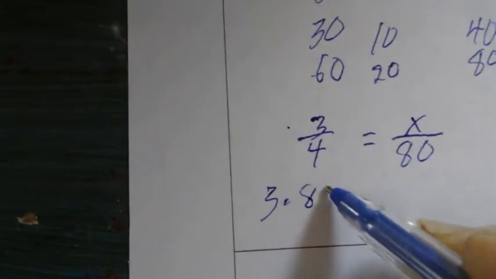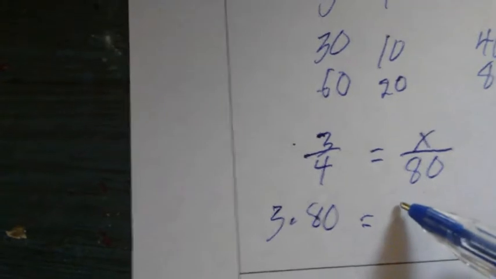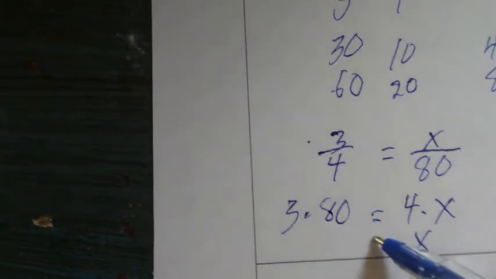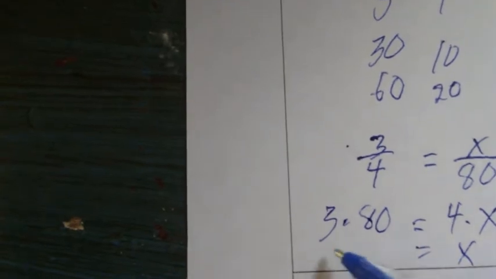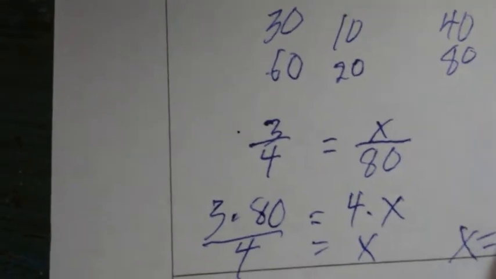You can multiply by 4 on this side and by 80 on this side to clear the 80. The 80 would disappear. So what you end up doing is cross multiplying: 3 times 80 equals 4 times x. To solve for x, what do you do? You divide by 4. And if you divide this side by 4 to get 1x, you divide this side by 4. So if you put this in your calculator, 3 times 80 divided by 4, it'll also come out to be x equals 60.